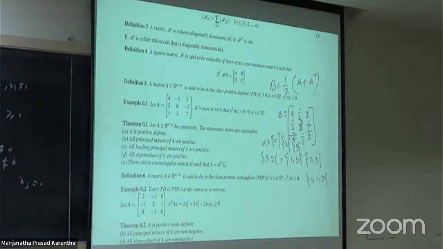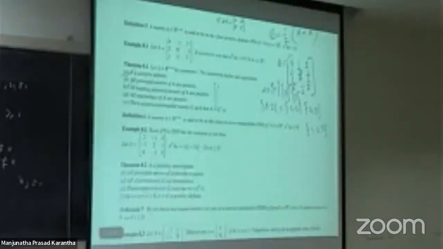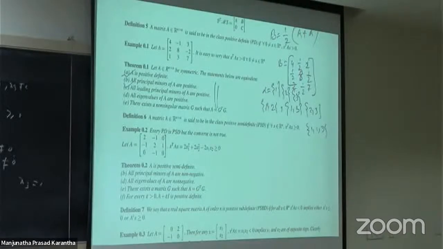Okay. So A is positive definite, then all principal minors are positive, and all leading principal minors are also positive. In MATLAB you can calculate the eigenvalues of B, and they will also be positive. So you can figure out when it is positive definite. But the next one: every PD is PSD, but the converse is not.